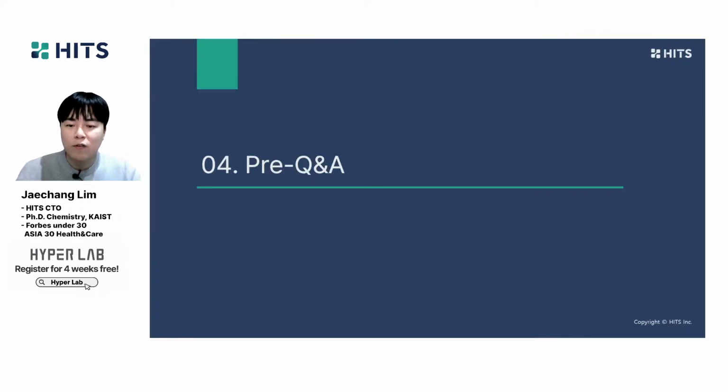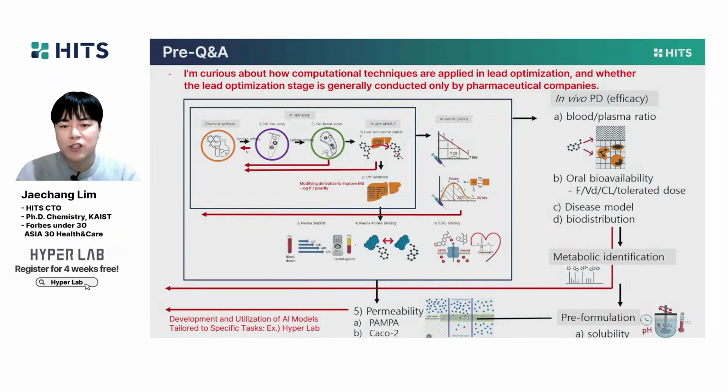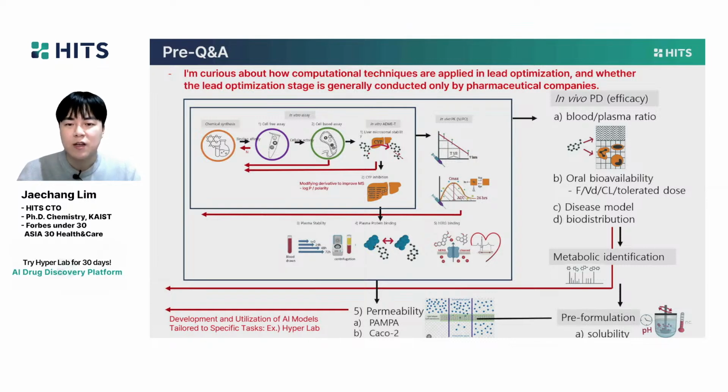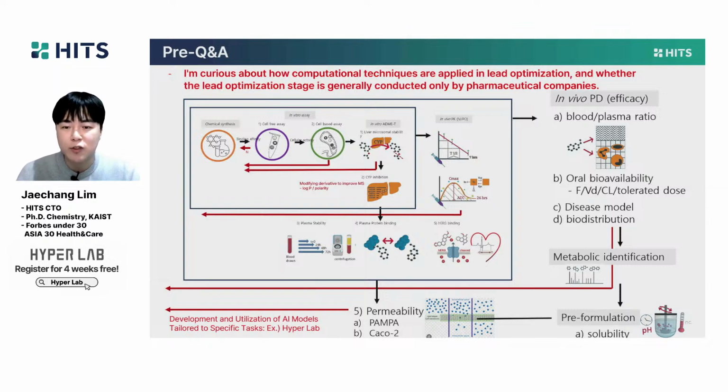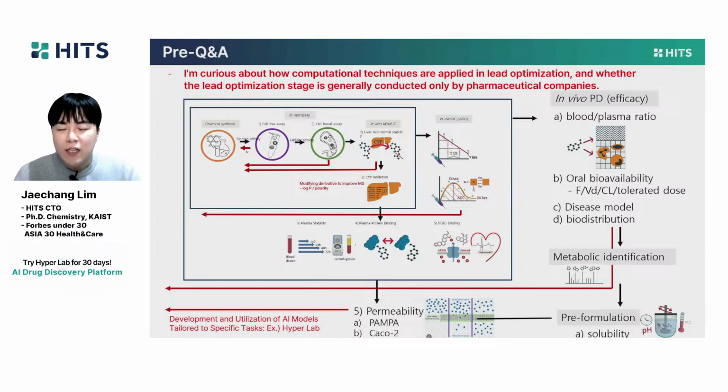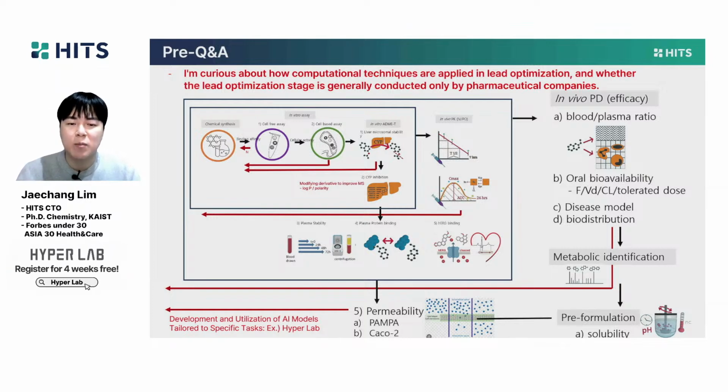And next, there were a few questions that came in advance, and I'd like to answer 2 of them. The first question was about how computational techniques are applied in lead optimization and whether the lead optimization stage is generally conducted only by pharmaceutical companies. To answer briefly, as I showed in the diagram earlier, in the drug development process, moving from the early stages to later stages includes the lead optimization phase. In reality, it is a bit more complex and computers are actually used.